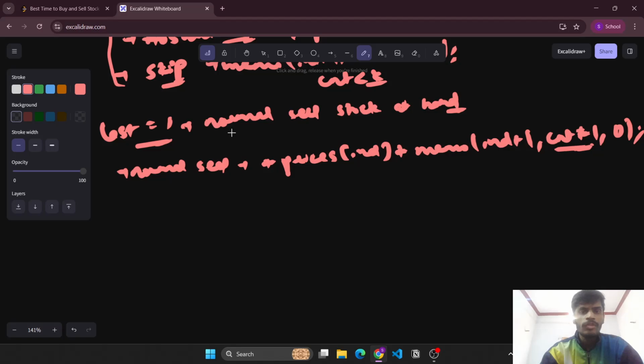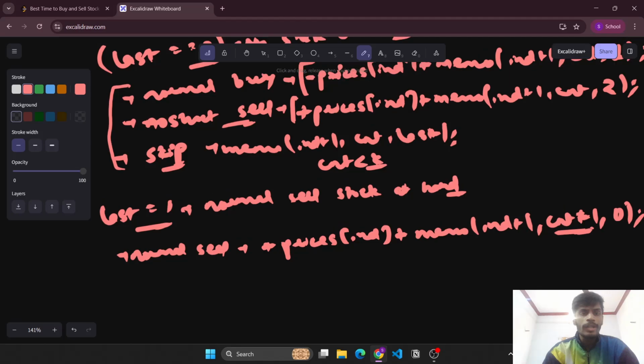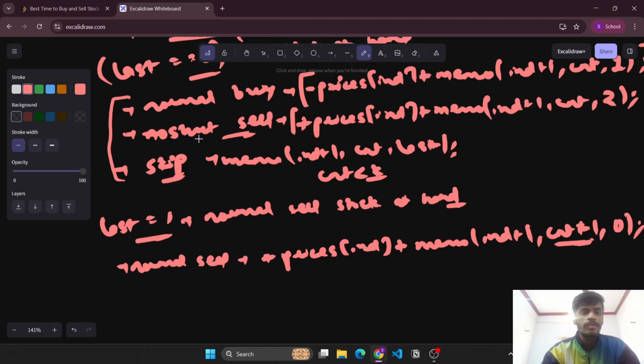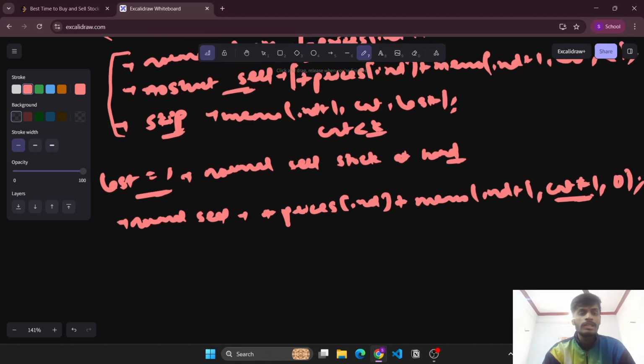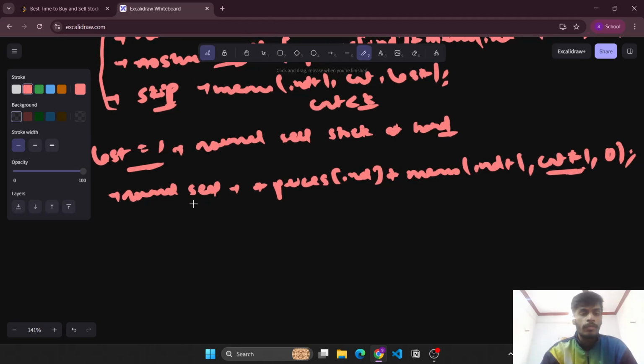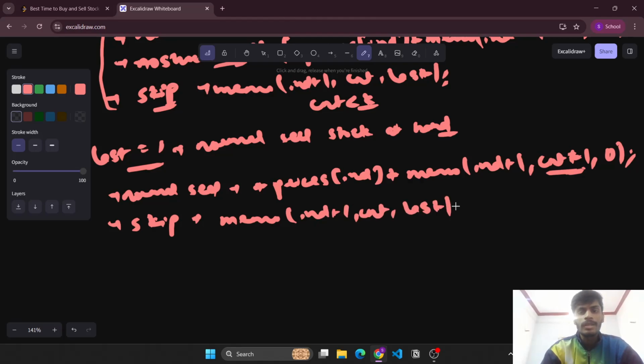Now we can perform a normal sell. Can we perform short buying? We know that last was 1, which means we did not perform that transaction, so we do not have a stock which we can short buy. Hence that transaction will not be performed here. So the other option will be simply skip. Skip will be the same as what we did: memo of index plus 1, comma count, comma last. Everything else remains the same. In this case, we will be taking the maximum of these two values to get the current result.